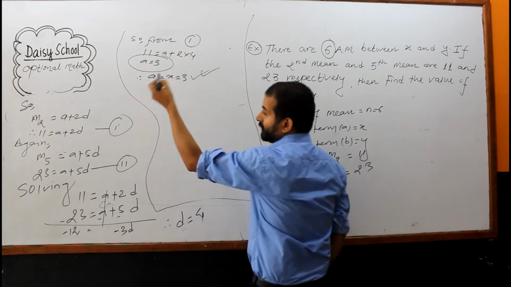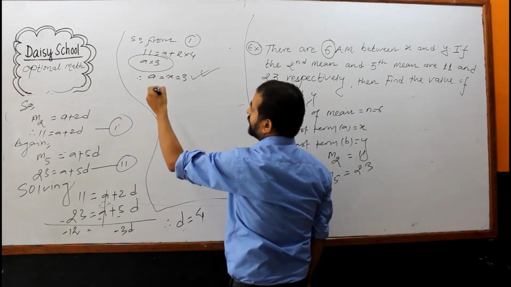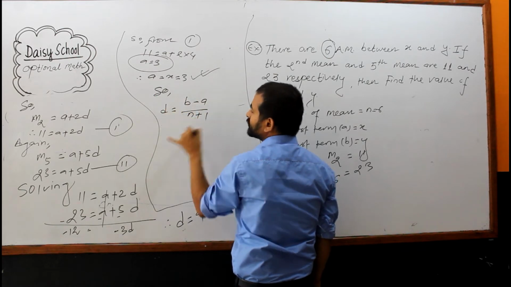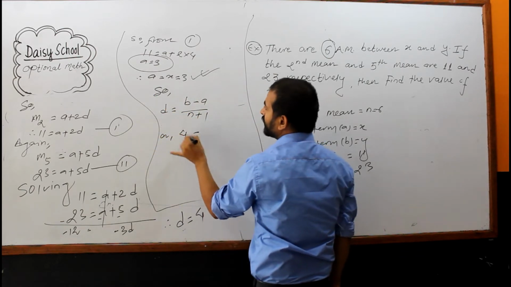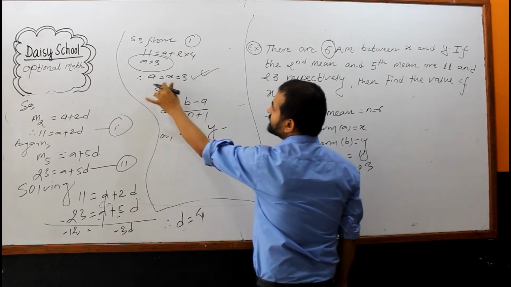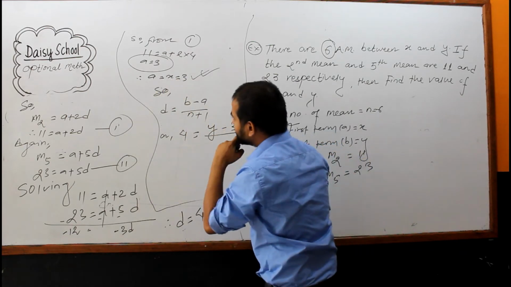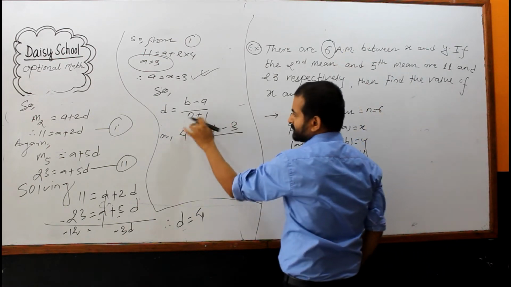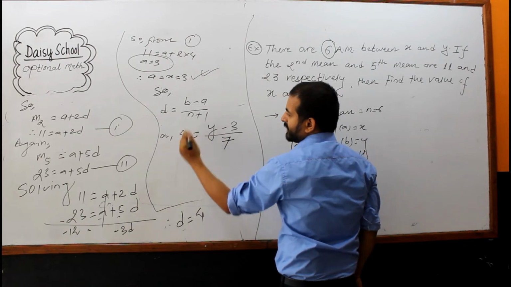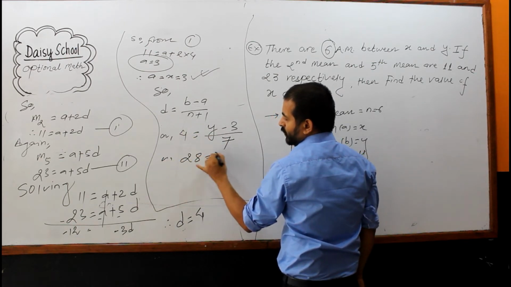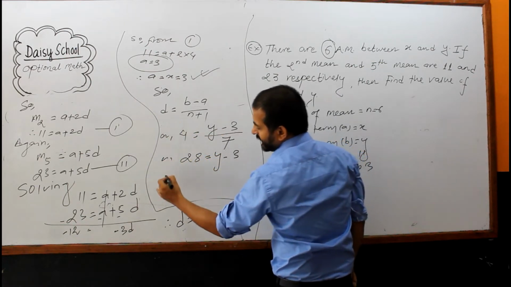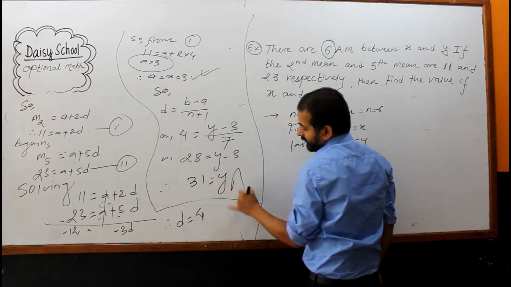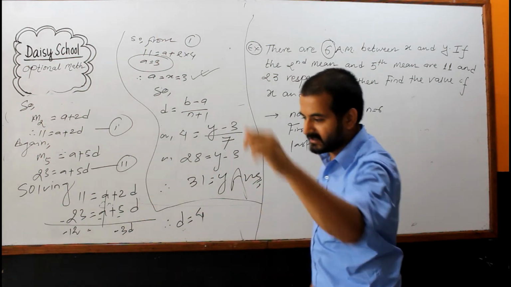We know the formula of D, where there is a B. So D is equal to B minus A by N plus 1. D is equal to 4, and we have to find B. A is X, which is 3. N is how much? 6 arithmetic means, 6. So 6 plus 1, 7. 7 fours are 28, is equal to Y minus 3. Again Y is 28 plus 3, 31. My dear students, this is 31.